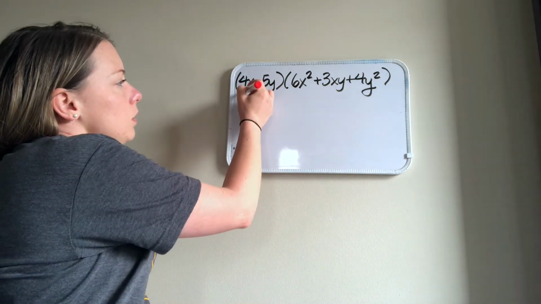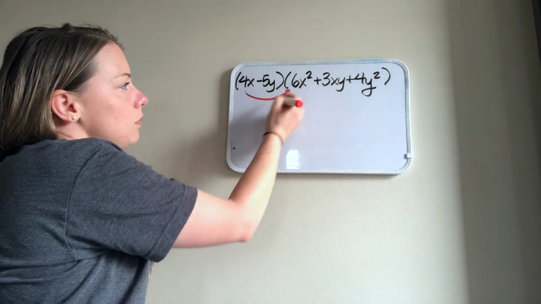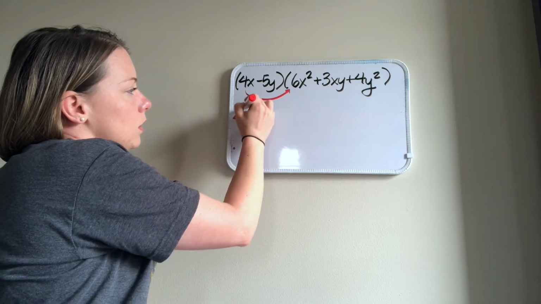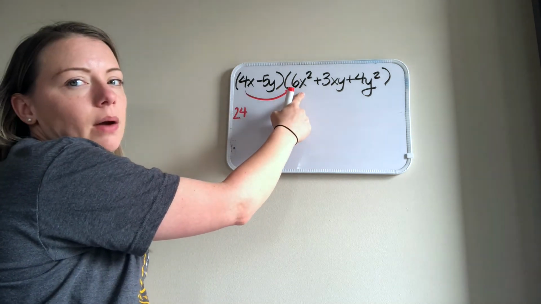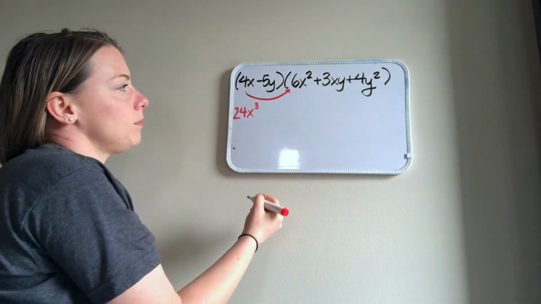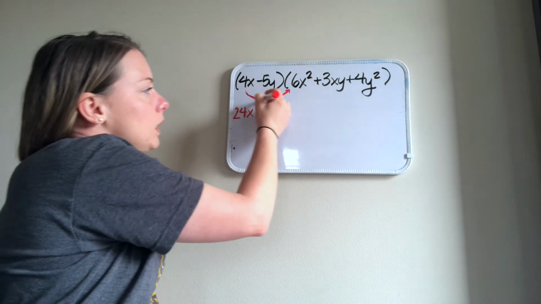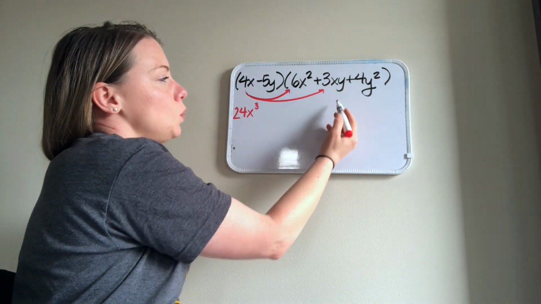All right, so one at a time, I have 4 times 6, which is 24. And then I have x to the power of 1 times x to the power of 2, which produces x to the power of 3. All right, now we're going to take that over to our next term. So I have 4x times 3xy.